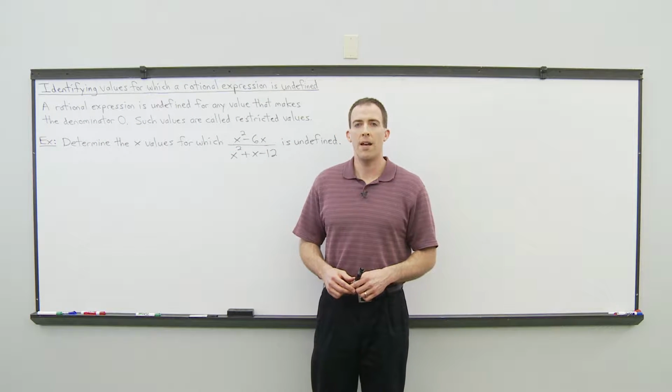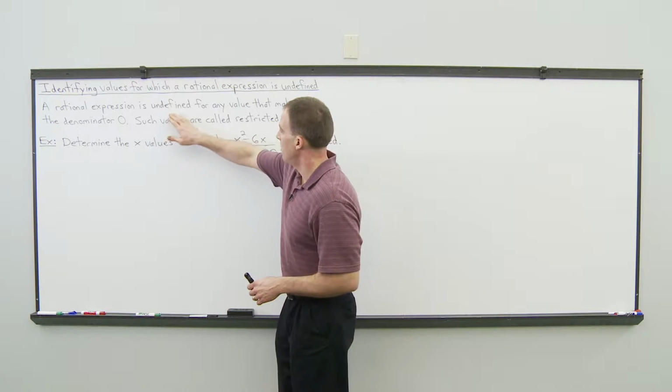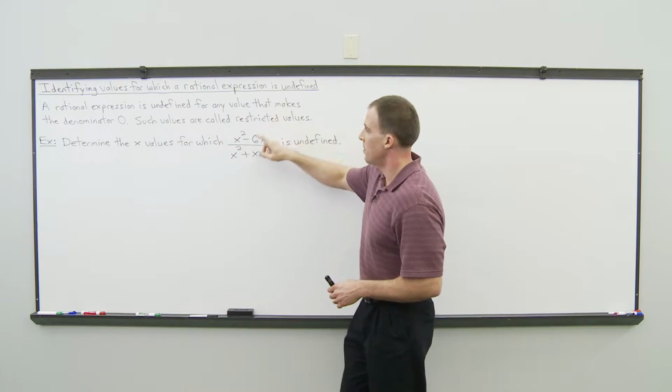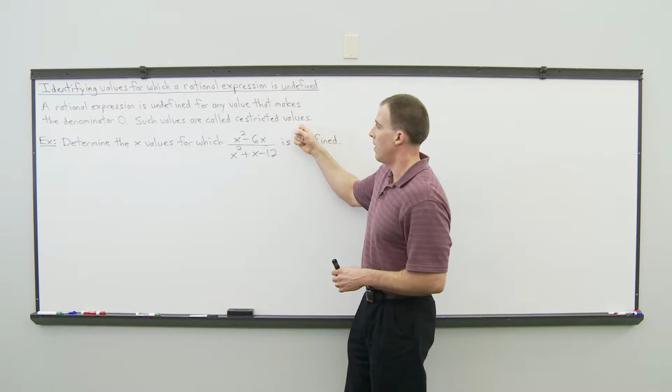Here's how to identify the values that make a rational expression undefined. A rational expression is undefined for any value that makes the denominator 0. And such values are often referred to as restricted values.